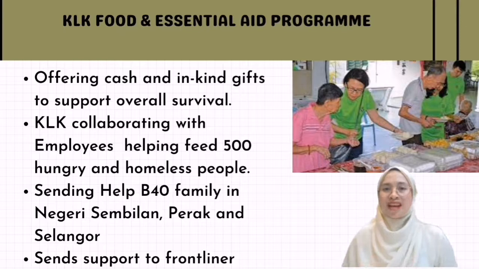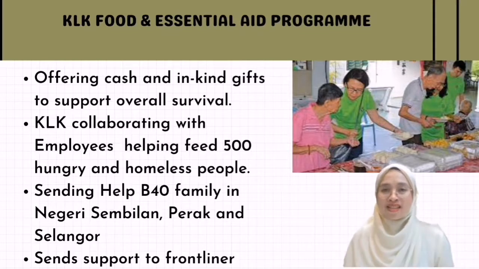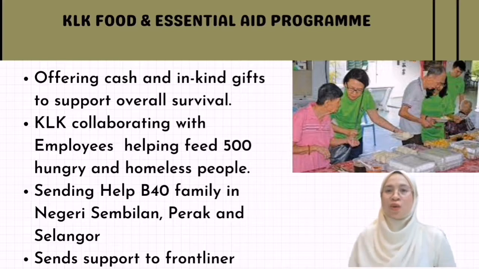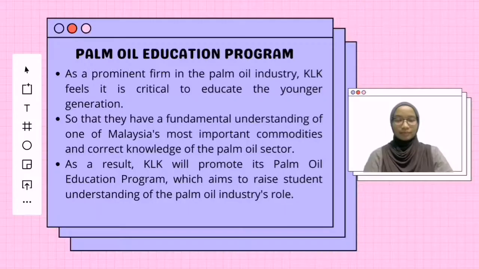During this challenging time, KLK is collaborating with employees to make a food pantry, helping feed 500 hungry and homeless people monthly in the Kuala Lumpur area, particularly Chow Kit, Pudu and Brickfields, in enhancing food safety and the SDG goal of zero hunger. The first of the future corporate social responsibility programs of KLK is the Palm Oil Education Program.